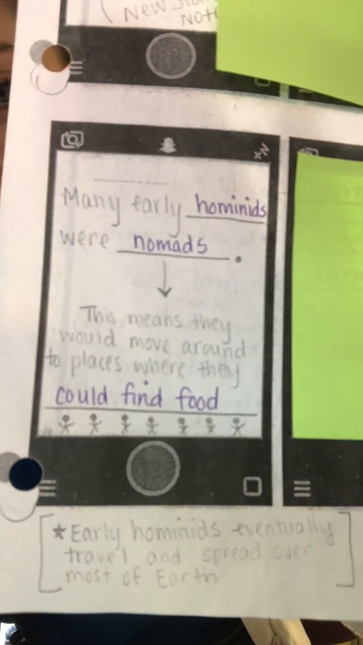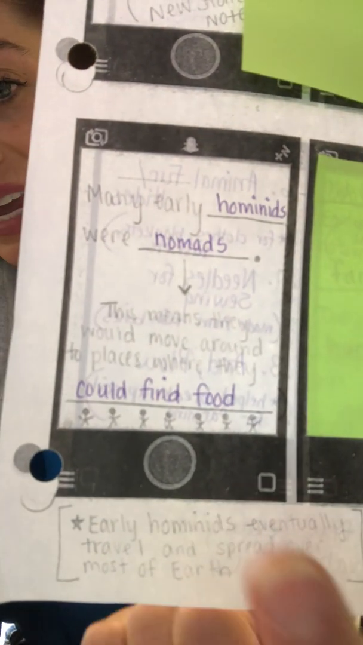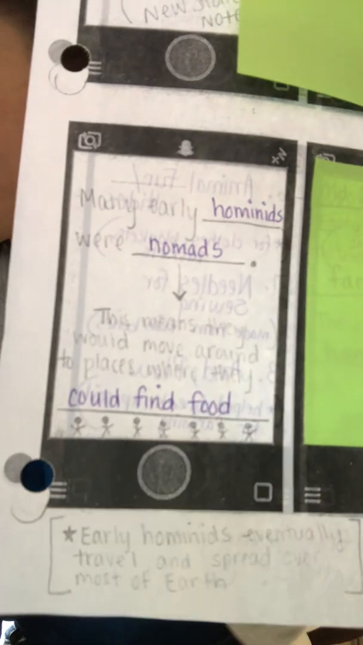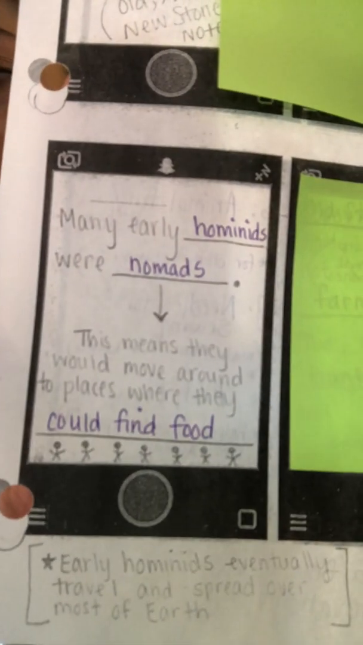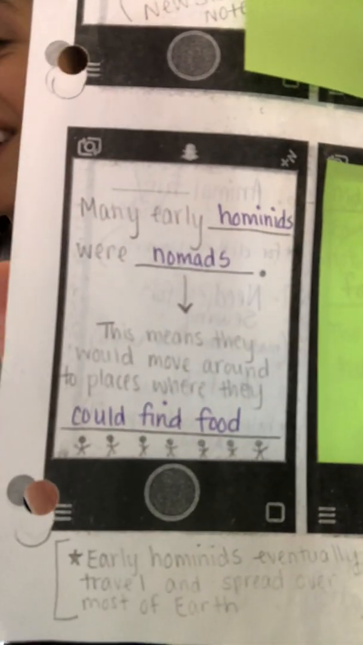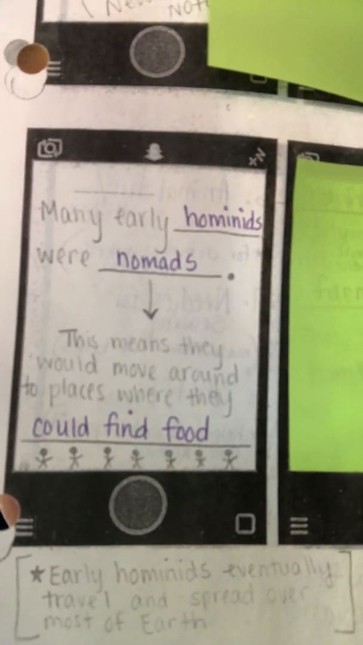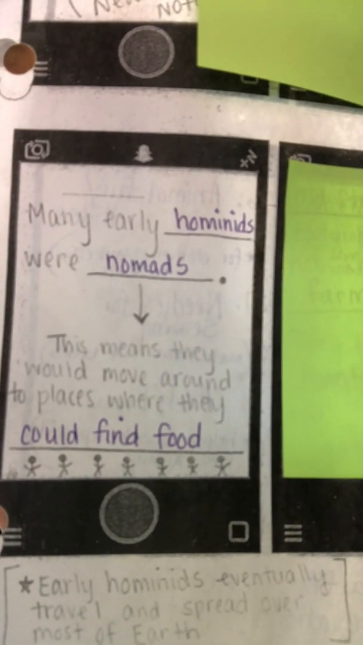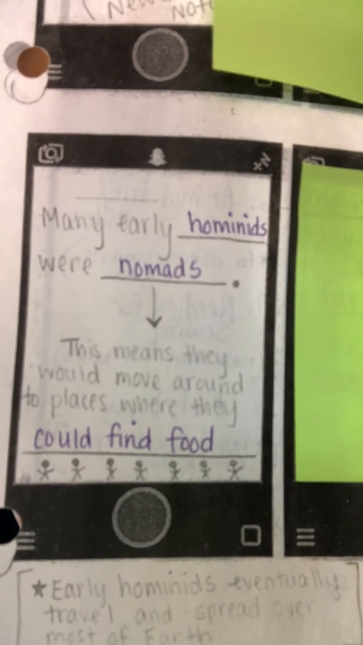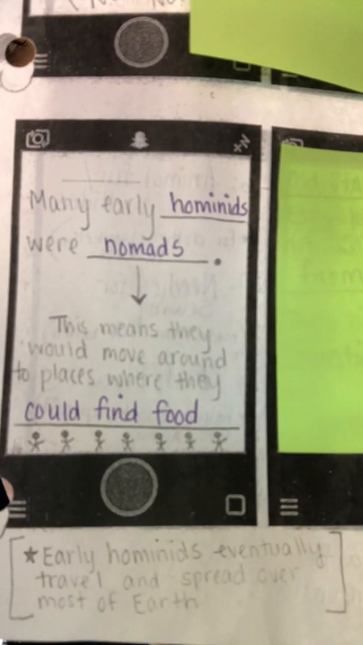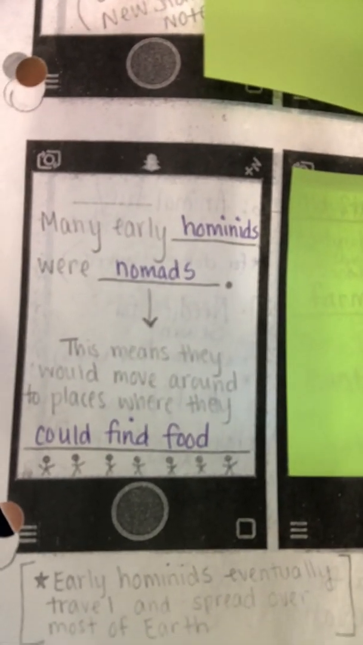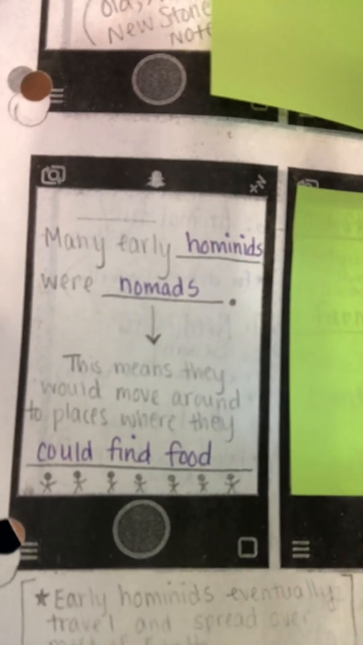Now, I know that I have only written food here, but I'd like you to also write water, please. So, if you need another second, you can pause the video and you can continue to jot in that note, okay?